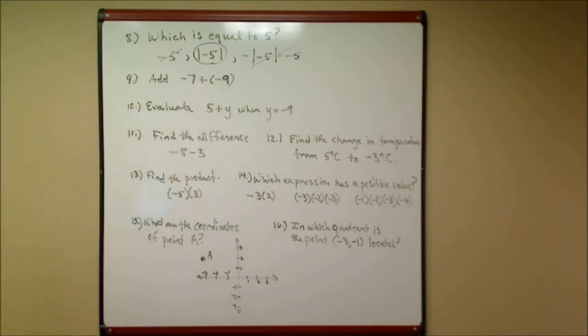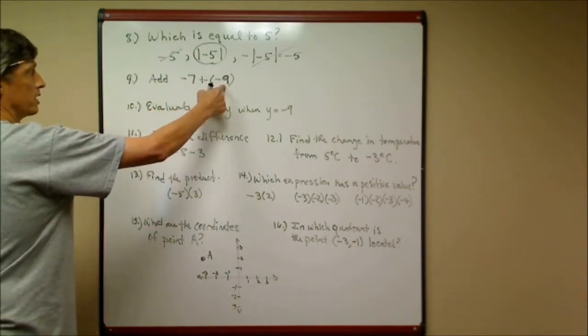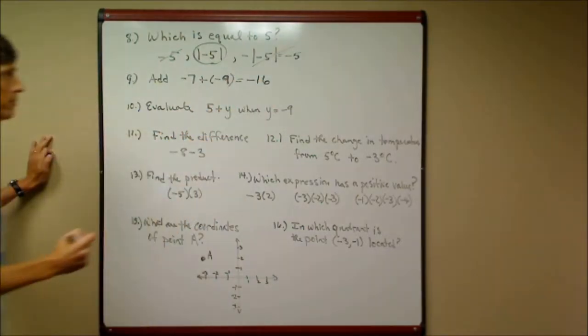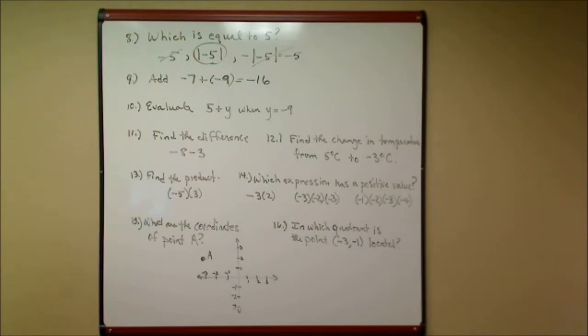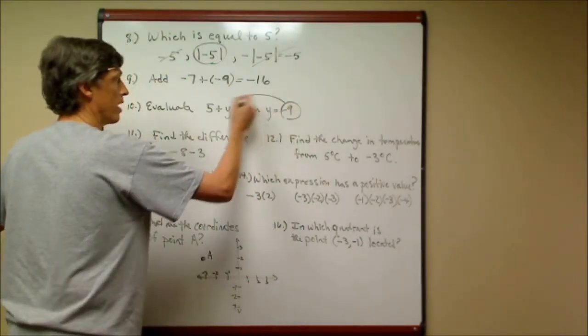Add -7 and -9. Now when you add two numbers that have the same sign, remember you add their absolute values, keep the sign. The absolute values of these two numbers would be 7 and 9, that's 16. I keep the sign, my answer is -16. Evaluate 5 plus y. Well, I'm going to substitute in for y equals -9 right into there.